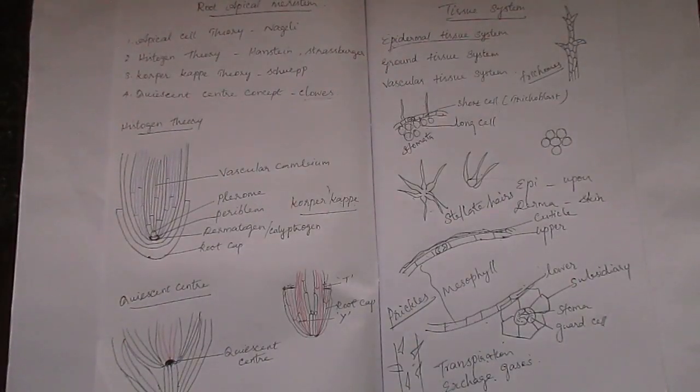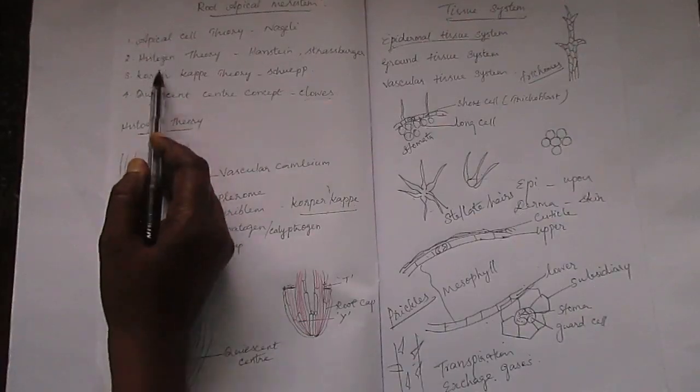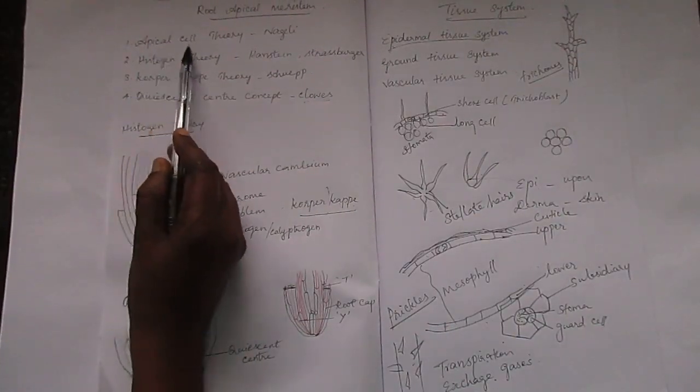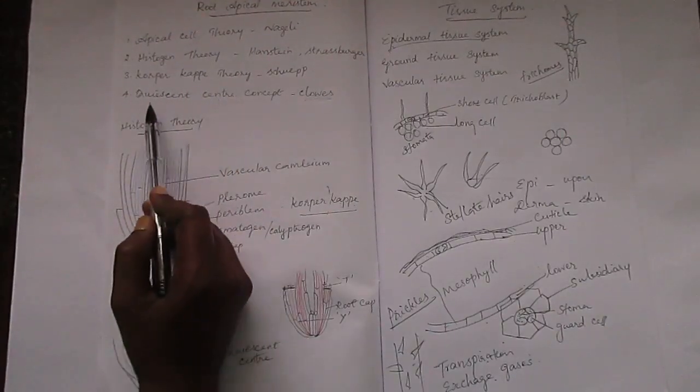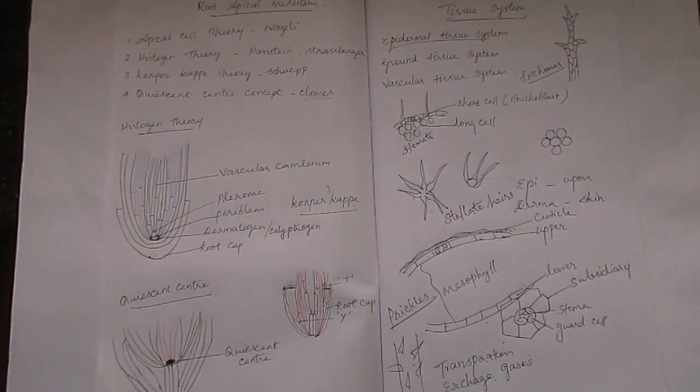There are different theories proposed to explain root apical meristem organization. 4 different theories, namely apical cell theory, histogen theory, Carper cape theory and quiescent center concept. Let's see one by one.